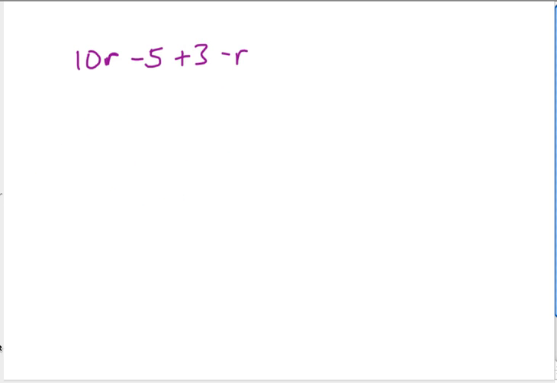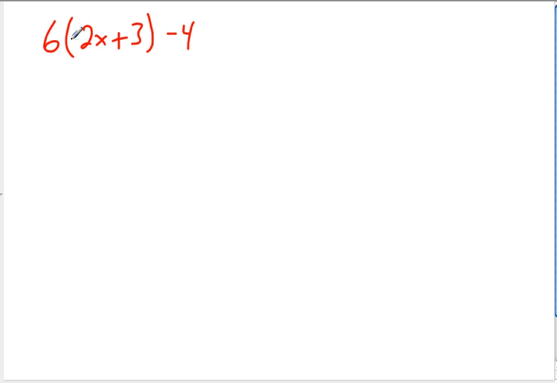let's try something like this. Okay, here we have another simplify problem. We want to simplify this, but there's some distributive property going on, meaning this 6 has to be multiplied to everything in here. And so we can't combine any like terms like the 6 and the 3 and the minus 4 until we deal with this multiplication.